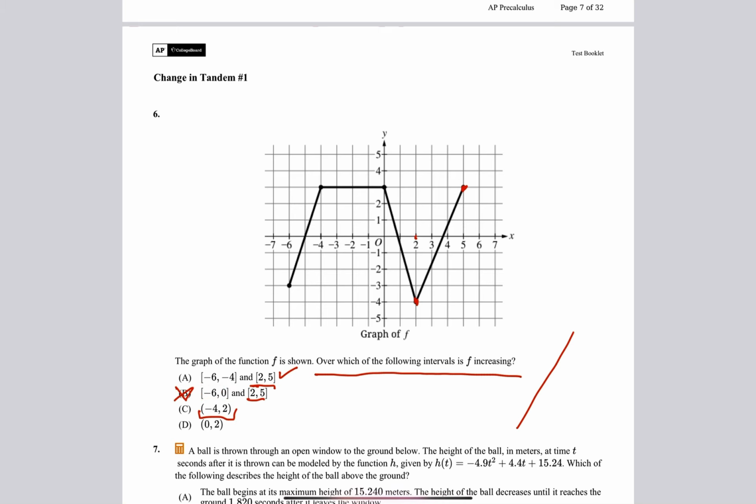-4 to 2, it wasn't increasing at this point, right? So C is out. 0 to 2, it was decreasing actually, from 0 to 2. So this one's out as well.